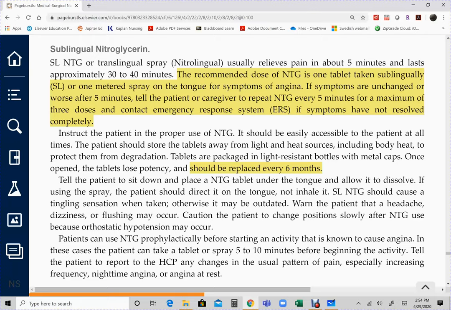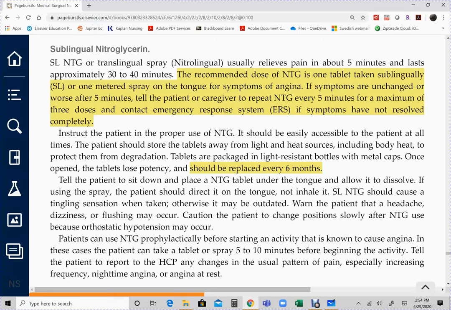So let me make a small modification in this highlighted section here. I know the book says you take nitro, sublingual, or you spray it. Sublingual, you put the tablet under the tongue, and if it's a spray, you spray it on the tongue. Then five minutes later, if the pain doesn't go away or gets worse, the book says take another nitro, and then five minutes later, take another one.